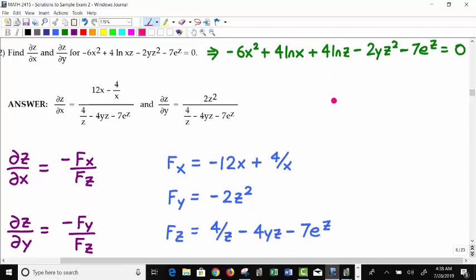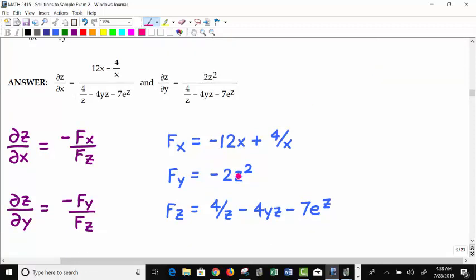Now we have the partial of f with respect to y. So the first 3 terms do not have a y, and neither does the last term. So we only have to focus on this one term, negative 2yz squared. And then the derivative of y would just be 1, so it makes it negative 2z squared. So that's all we have here.